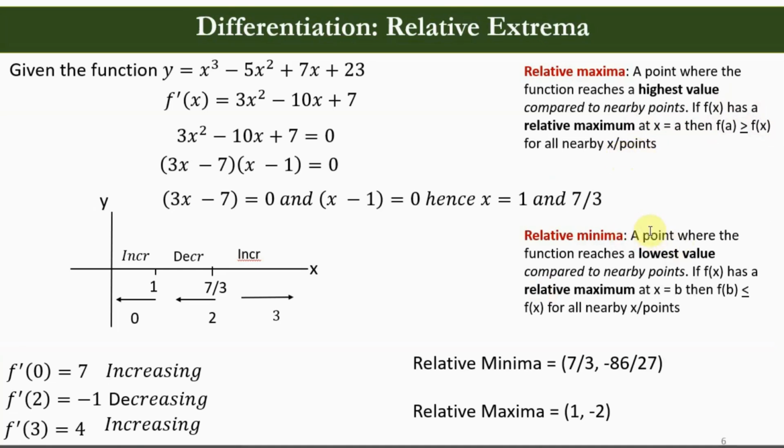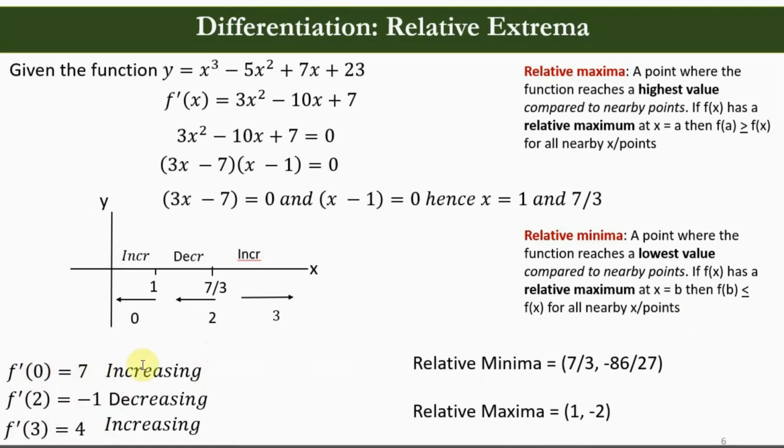Relative minima: a point where the function reaches its lowest value compared to nearby points. If f of x has a relative minimum at x equal to b, then f of b is less than or equal to f of x for all nearby points, right? So after doing that, we will have our differentials here. We just substitute these values into it. We have 7, we have negative 1, we have 4.